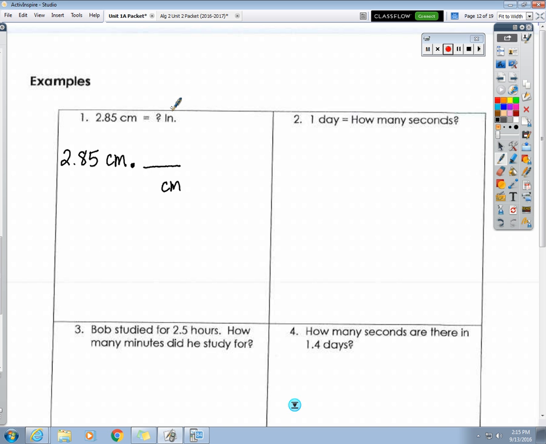Well, if you look at this little thing that we made, do you see anything in it about centimeters to inches? No. So look on the cover page, the back of it. Do you see anything there about centimeters to inches? Okay, what do you see? 2.54 centimeters equals an inch. Right, 2.54 centimeters equals 1 inch.